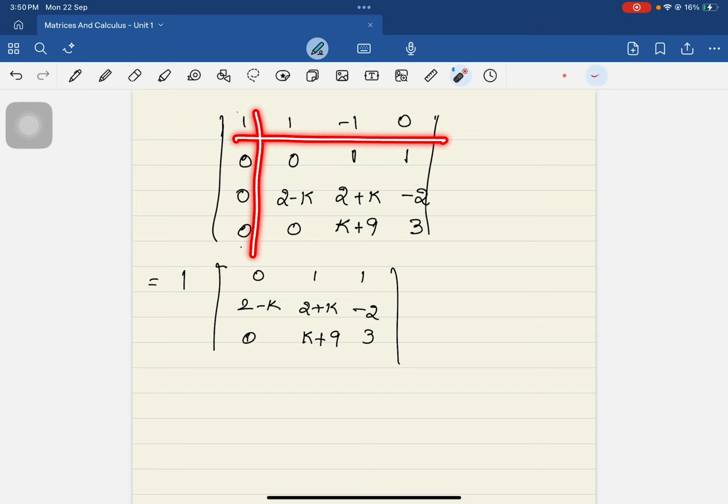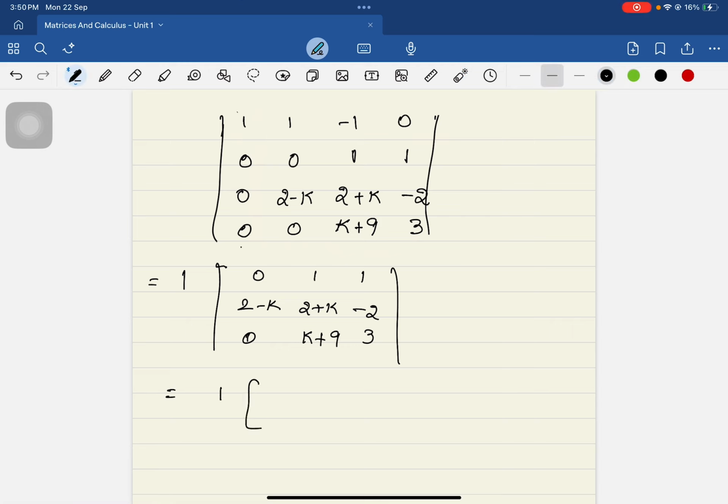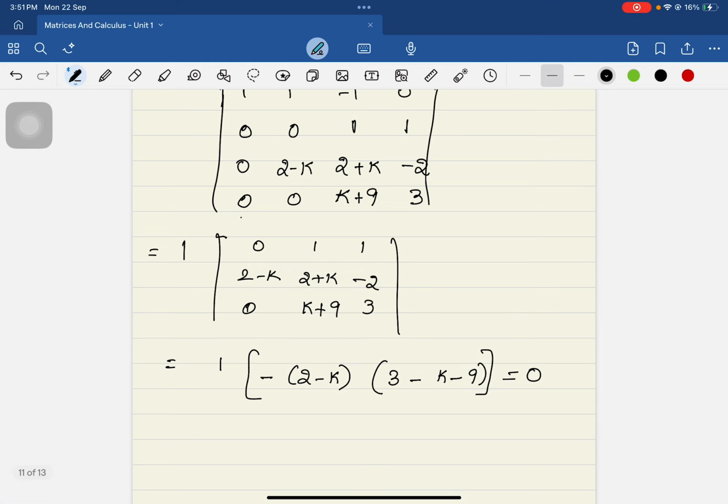For this row and this column we have to see the determinant. Now what we get here is 1 times only the value 2 minus k, because this is a column here. So it is negative of 2 minus k times, now this is 1 into 3 minus k plus 9. So it is 3 minus k minus 9. And this should be equal to 0, because the determinant of this is equal to 0. Why? Since the rank is equal to 3. This is the reason.